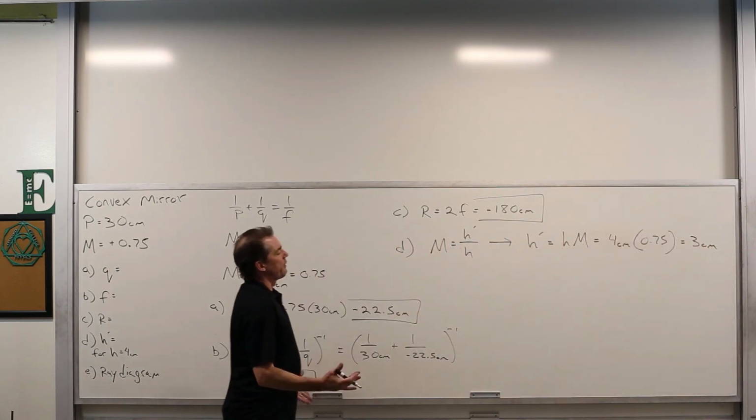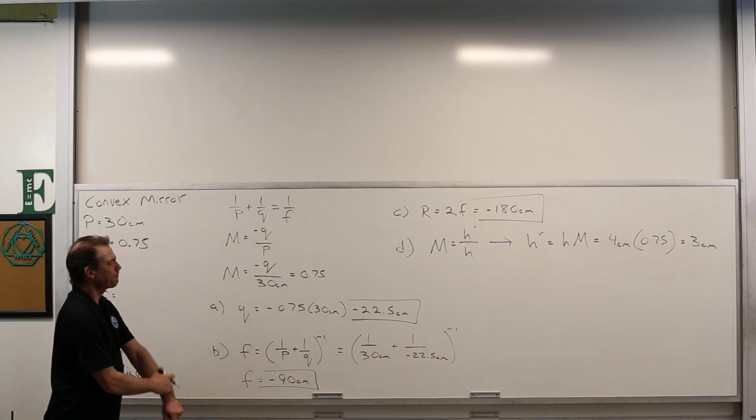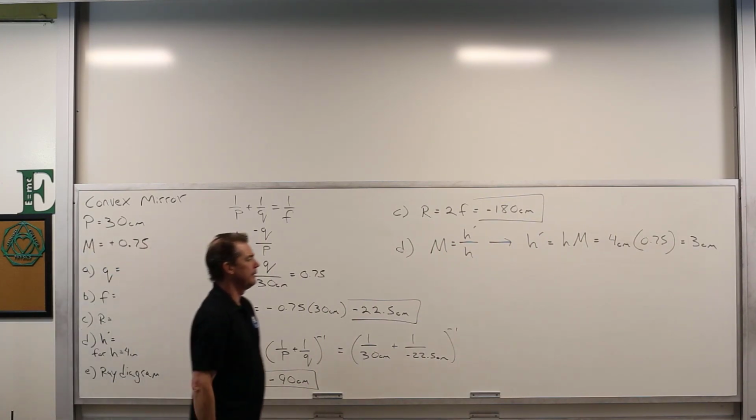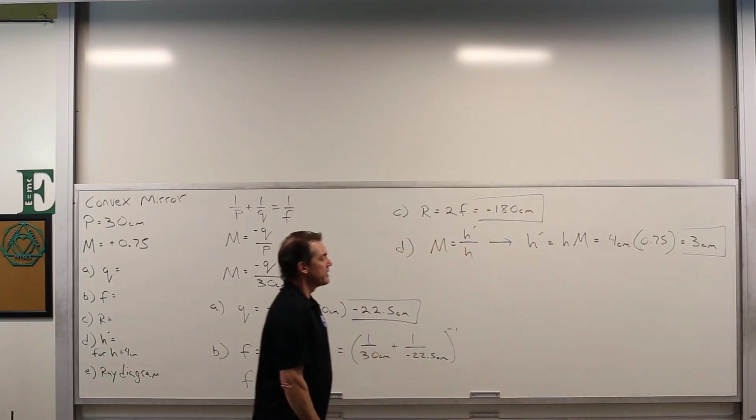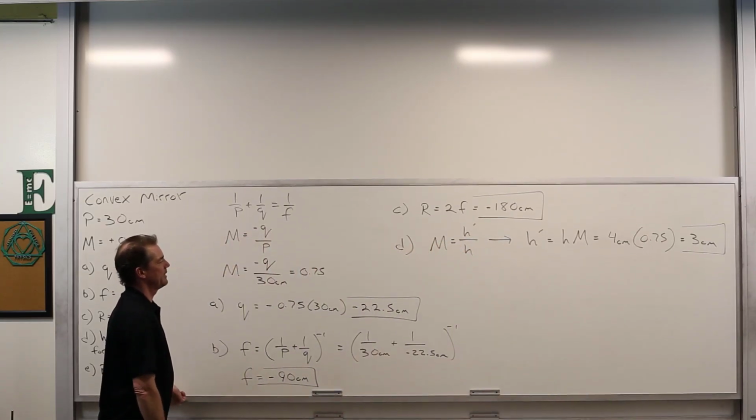It came out to be positive. We've got an upright image, and there we go. It's a little diminished in size, 3/4 the size of the object.